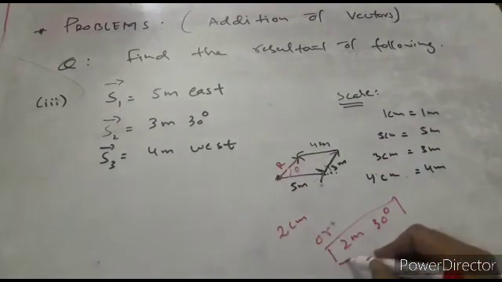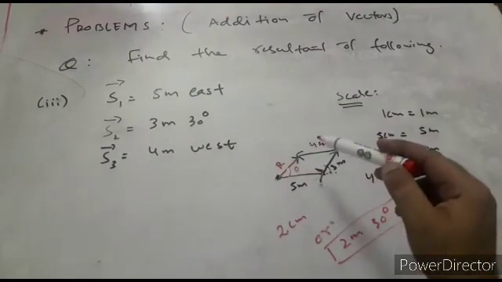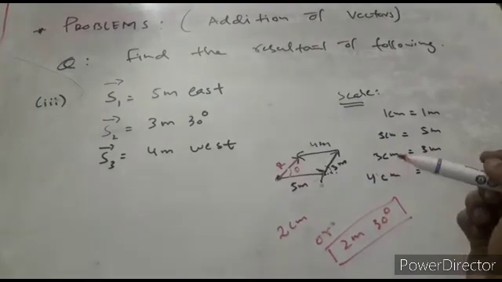So this is the third case of vector addition. When we have random vectors, we just add them with the head to tail rule. Clear everyone?